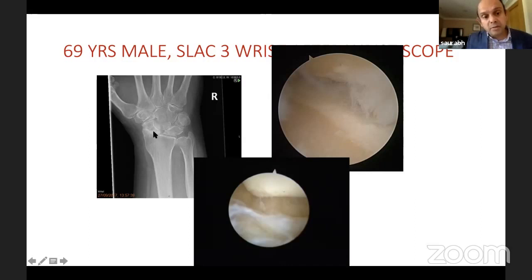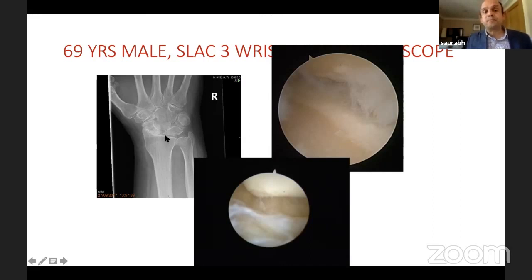And then I went to, this was the radiocarpal scope or portal. Then I went into the midcarpal joint and you can see the capitate. There's a grade 4 loss of cartilage, localized, and here in the lunate. Lunate, lunate, capitate, capitate. So I know it was a SLAC 3. SLAC 3 means I can do a scaphoid excision, four corner fusion. You can't do a PRC because your capitate proximal pole is gone, arthritic. If you do PRC, this will sit on the radius and the patient will have pain.